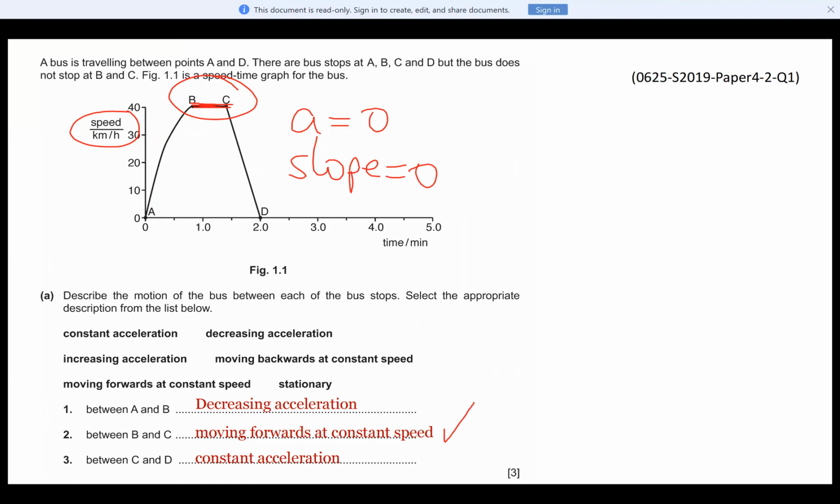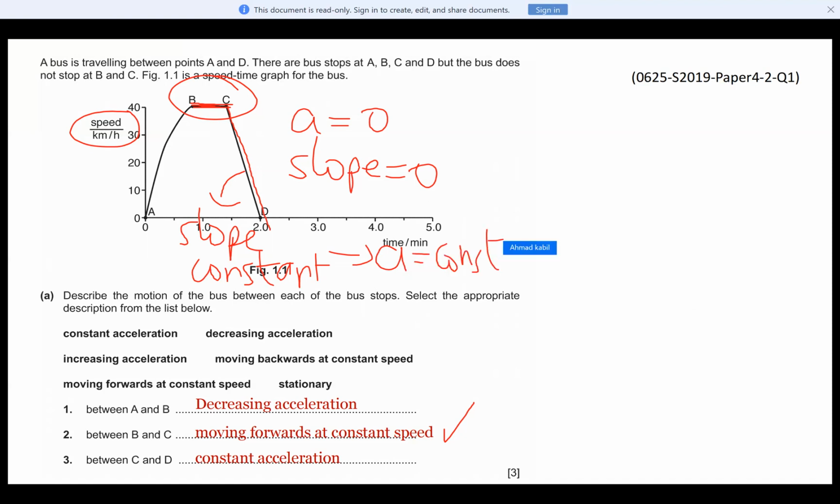Finally, from C to D, we have a straight line. So the slope is constant. And since the slope is constant, and the slope here is the acceleration, the acceleration is constant. So therefore, we're going to write constant acceleration for part 3.